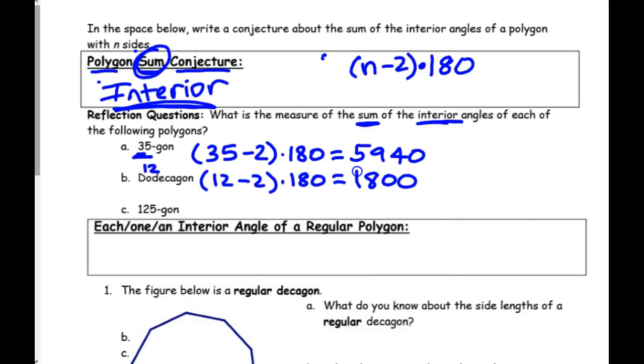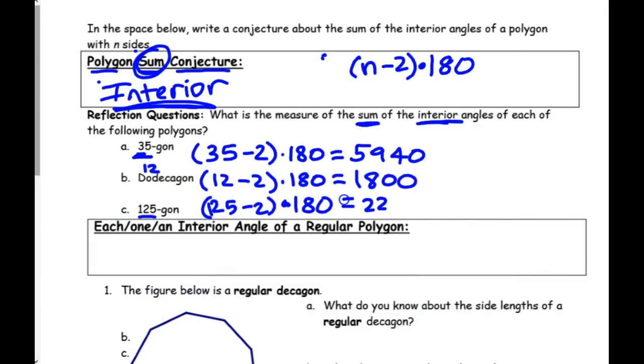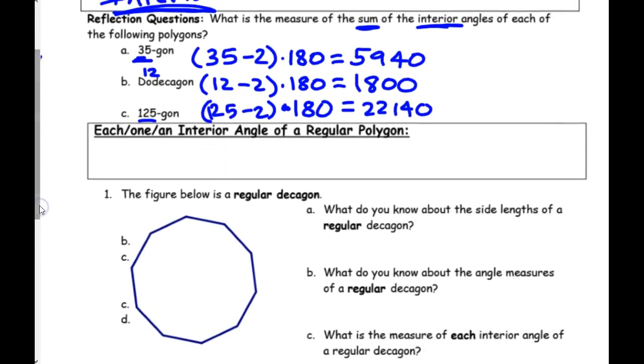All right, next one. 125-gon has how many sides? It's in the name, right? So what am I going to write? You don't know? 125 minus 2 times 180. So what is 125 minus 2 times 180? 22,140. That's the year I'm going to pass away. That's a lot of years. I got all the math that I know will keep me alive. And you too, right? Math power.